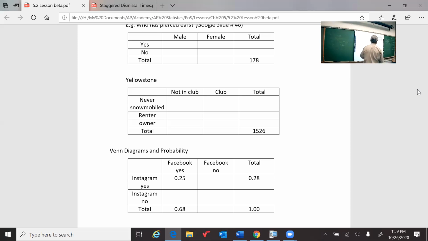But you weren't given this. You were only given these cells. The totals weren't there. Well, you want to put them there. So you've got to look for that when you get a two-way table, whether it's included or not.